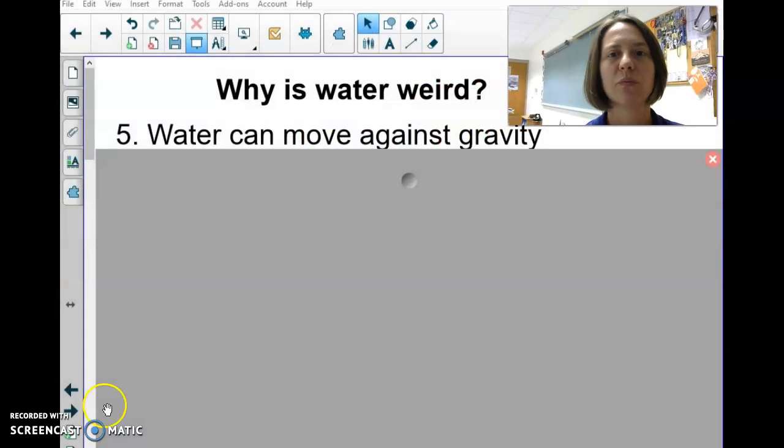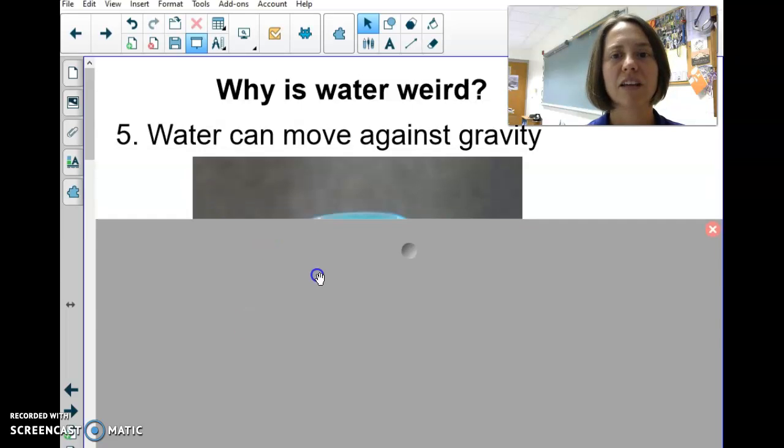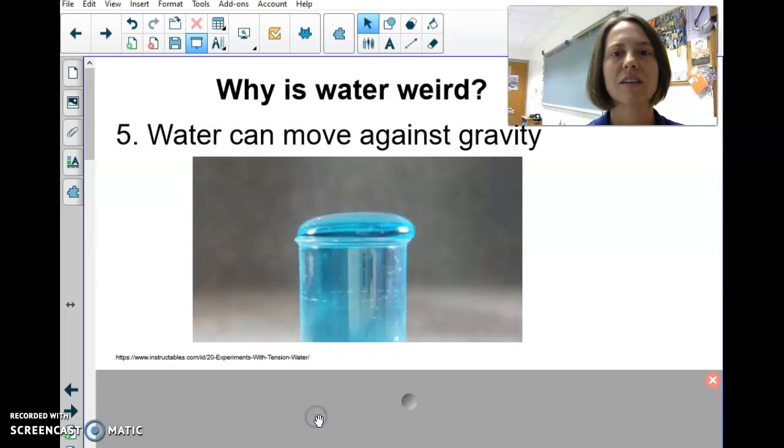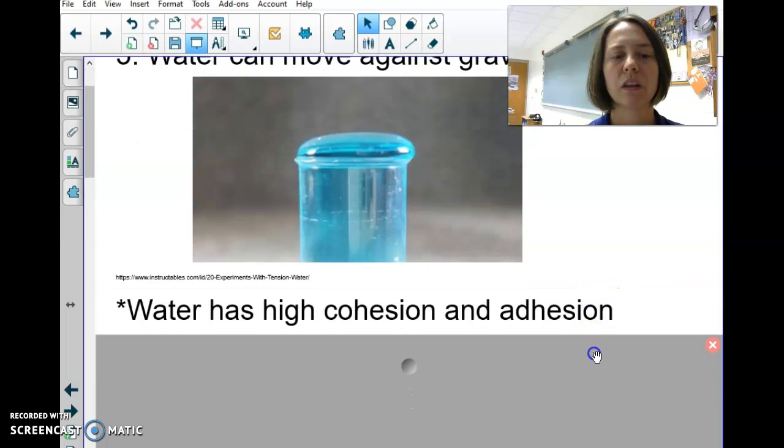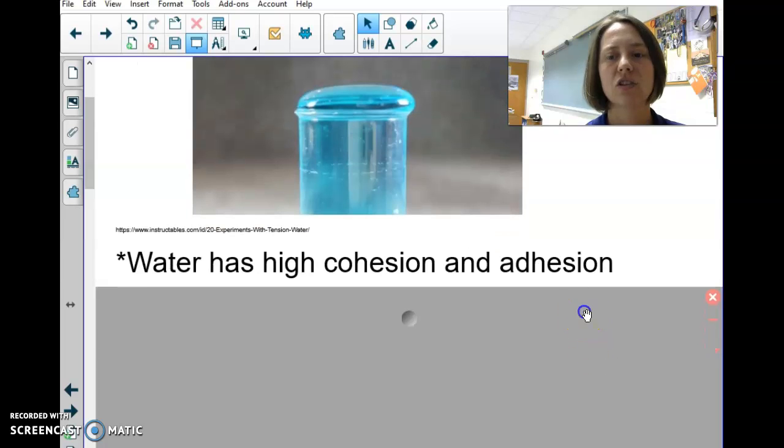This is Advanced Science and we are in our water unit, studying Why is Water Weird? Part 2. So we left off learning that water can move against gravity. And how is that? You can see in this picture that water is bubbling up over the top of a graduated cylinder or a beaker, and it is indeed working against the force of gravity that wants to pull it down. So two reasons: water has high cohesion and water has high adhesion.